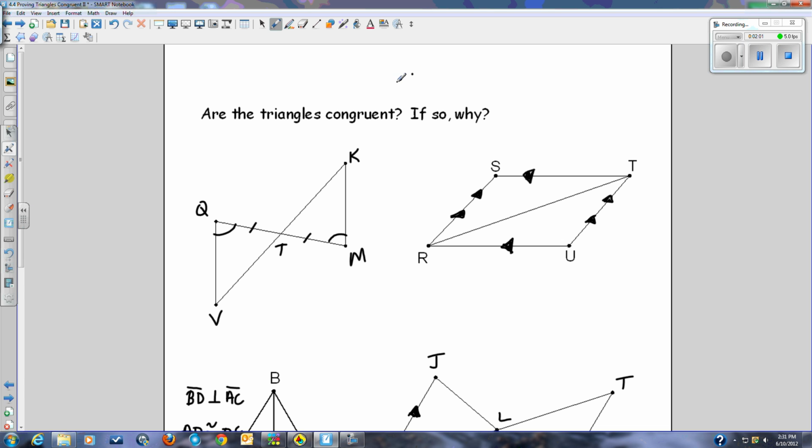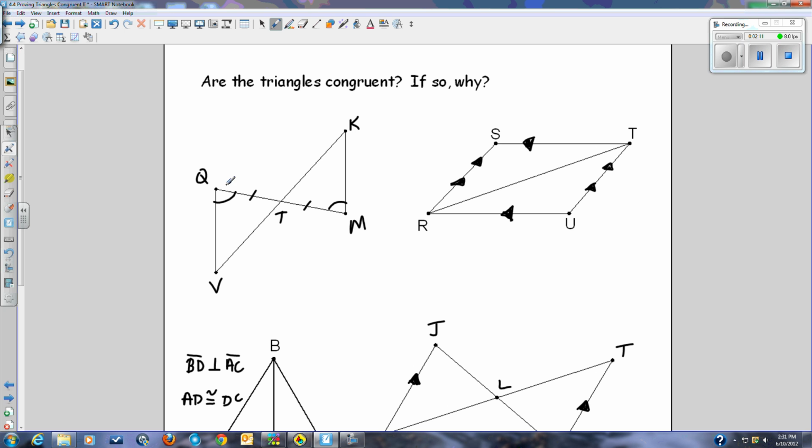I'm giving you some triangles here, and we want to know if the triangles are congruent, and if so, why. Well, let's take a look at this first one. In this diagram, we have two angles congruent. We have two sides congruent. Now, look at these two angles. These are vertical angles, so those are also congruent. I'm going to use a different color to demonstrate that. And look at that, we have angle, side, angle. So that's the postulate that we're using.